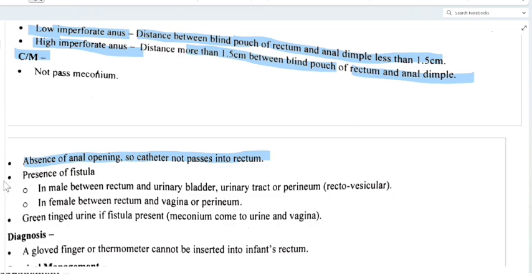We have already seen between rectum and urinary bladder, urinary tract or perineum, that is rectovesicular. In female, between rectum and vagina or perineum. Clear? Then green-tinged urine, if fistula is present, that is meconium coming into urine and vagina. All these symptoms will be seen in the baby. Clear?